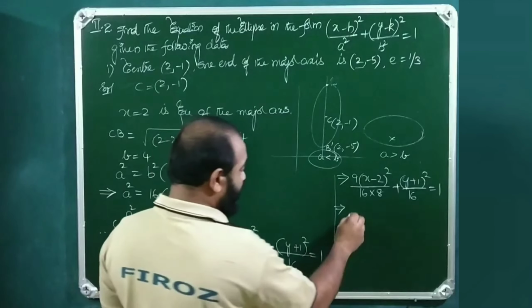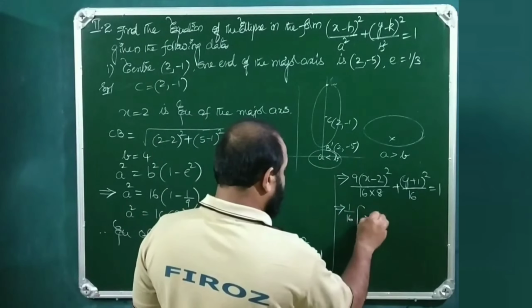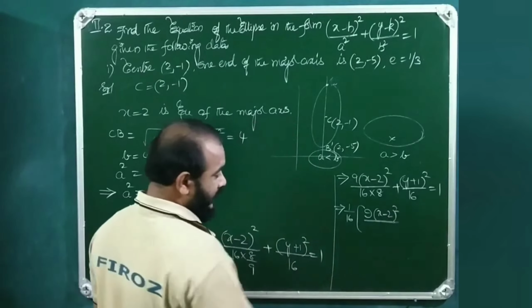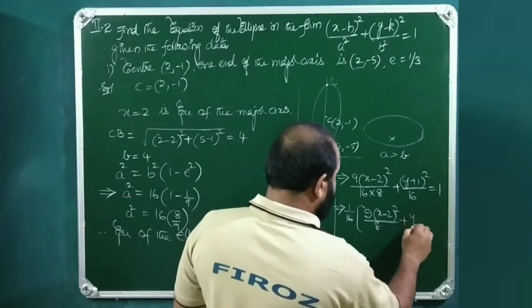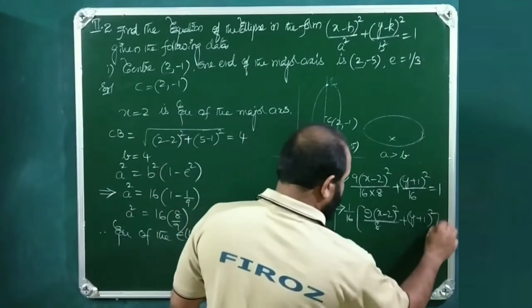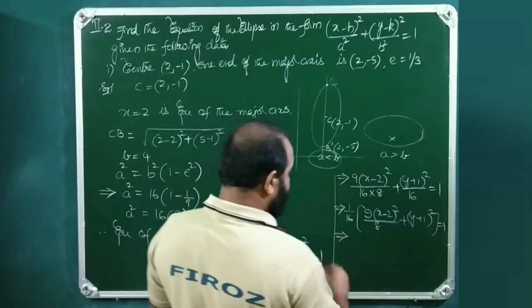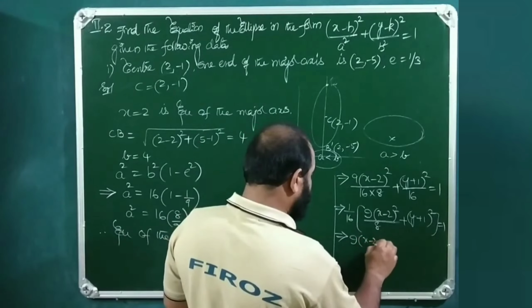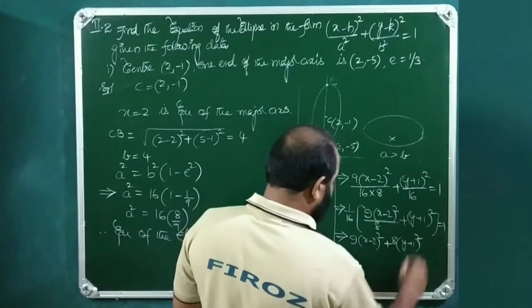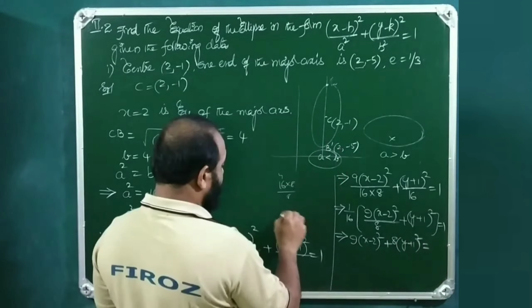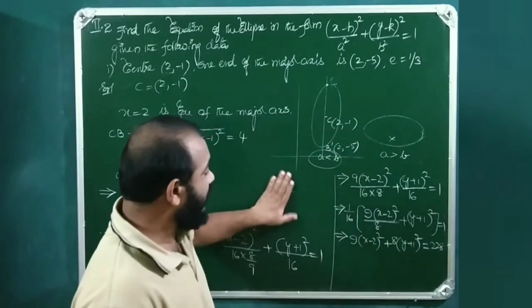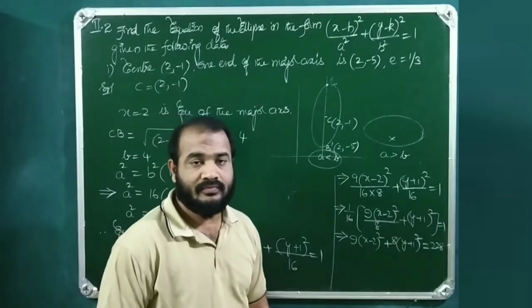This implies, if you take 1 by 16 common, then 9 into (x minus 2) whole square by 8 plus (y plus 1) whole square equals 1. This implies 9 into (x minus 2) whole square plus 8 into (y plus 1) whole square is equal to 128. This is our equation of the required ellipse.